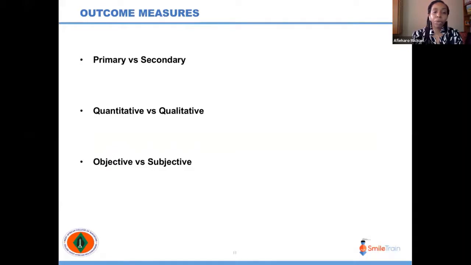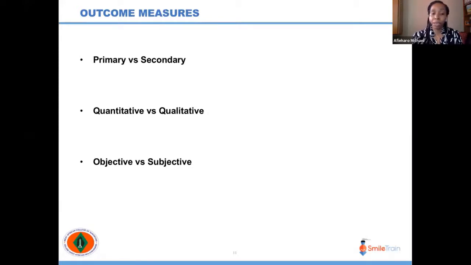When we talk about outcome measures, they could either be primary or secondary. If we set out to study outcomes, primary outcomes are related to the primary objective of the study that we're doing. For instance, if we do a palatal repair, we may be looking at speech intelligibility as a primary outcome. But secondary outcomes for that kind of study, we'll be looking at perhaps perioperative complications vis-a-vis early or late repair of the palate. Outcomes could be quantitative or qualitative.